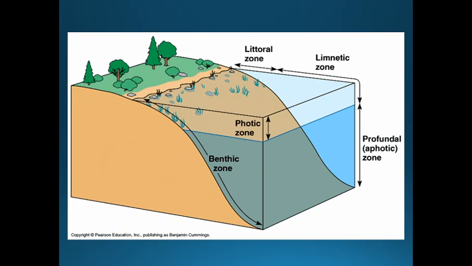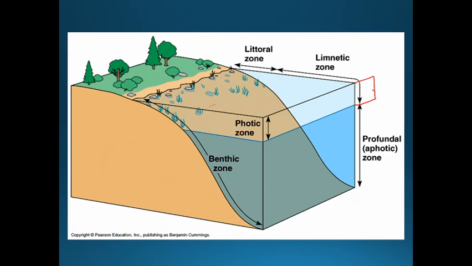So, when we think about a lake, remember we have that littoral and limnetic zone. We're going to be out in the limnetic zone, out in the deep water. And out in the deep water, what you have is a photic zone and an aphotic zone. The photic zone is that portion of water that has light penetrate.